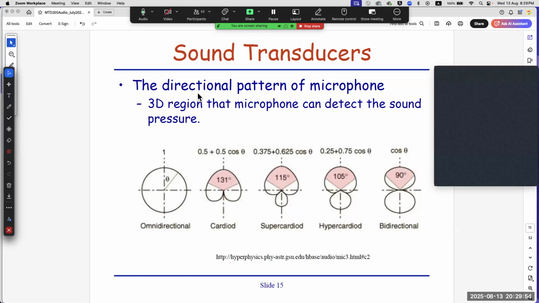And as you know, a microphone and a speaker are about the same thing, except one changes sound to electrical, and the other changes electrical to sound. But similarly, there are many types of microphone. This is maybe important.